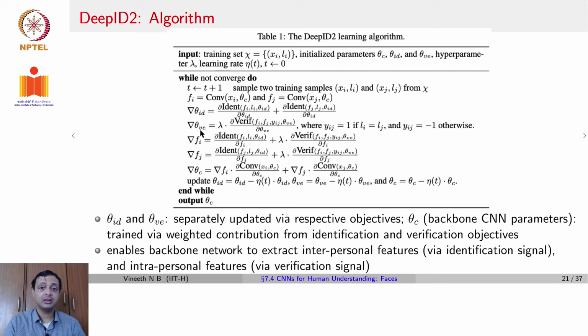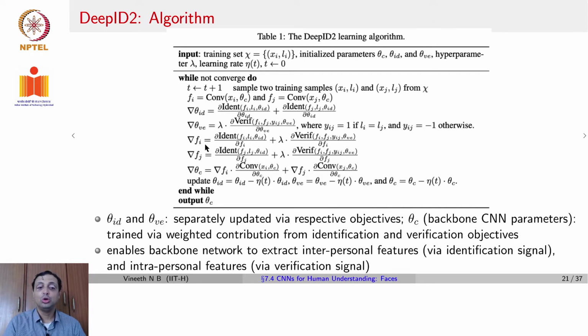Similarly, the gradient for the verification parameters is given by some coefficient lambda, which is used for weighting, times dou verification loss of Fi, Fj, Yij, theta verification by dou theta verification, where the verification loss is given by the pairwise contrastive loss, where we know that in this particular case, Yij was set to 1 if the identities were the same, and Yij was set to -1 if the identities were dissimilar.